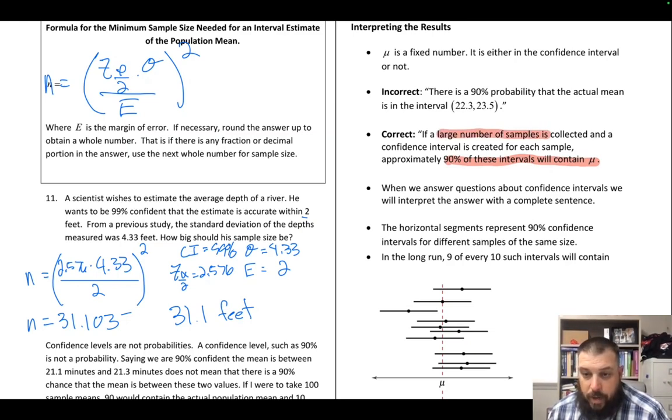When we answer questions about confidence intervals, we interpret with complete sentences. And another example, in the long run, 9 of every 10 such intervals will contain the mean. But again, that's in the long run. So you do 10, all 10 could hit. You do 10, 7 could hit. In the long run, 9 out of every 10 will hit.